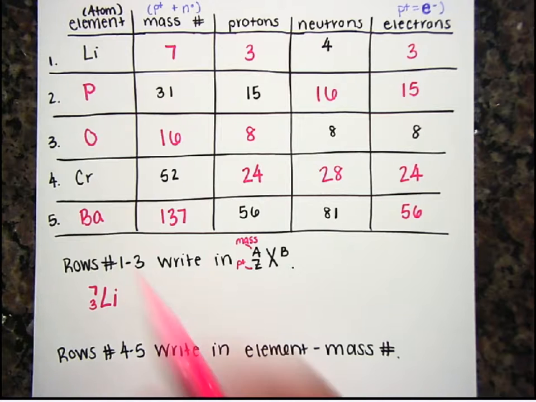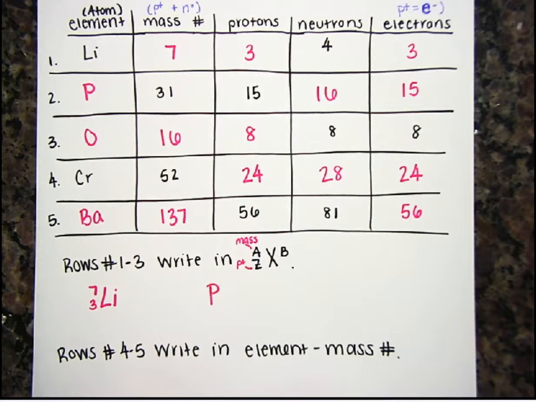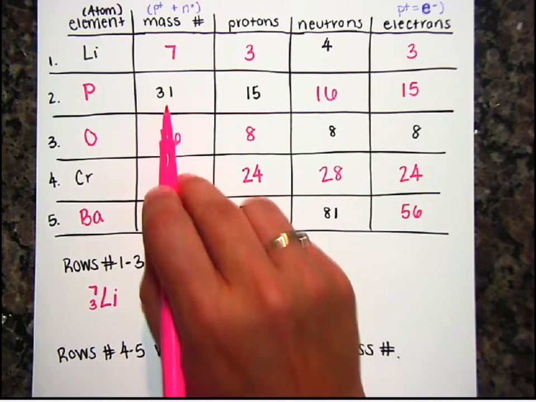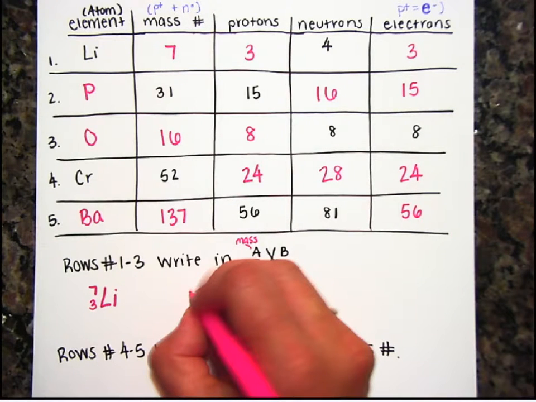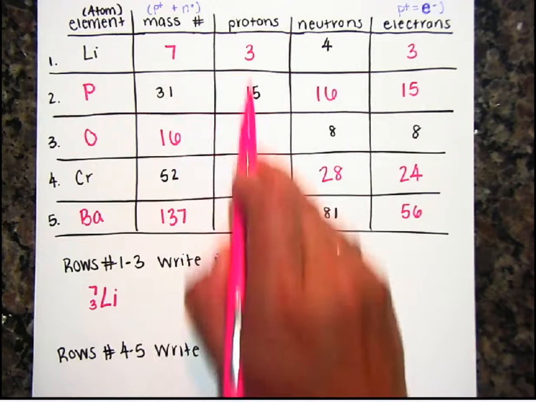Let's try number 2. My element symbol is phosphorus. The top number is the mass number. My mass number is 31. The bottom number is the atomic number, which is equal to the number of protons. Phosphorus has 15 protons.